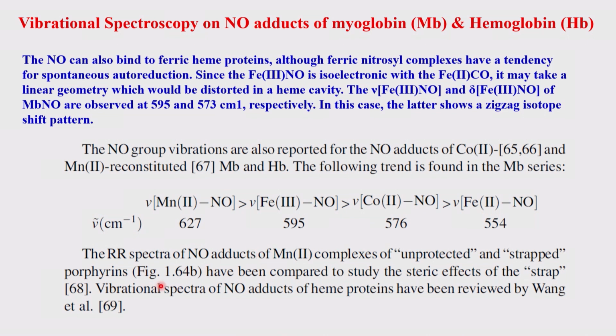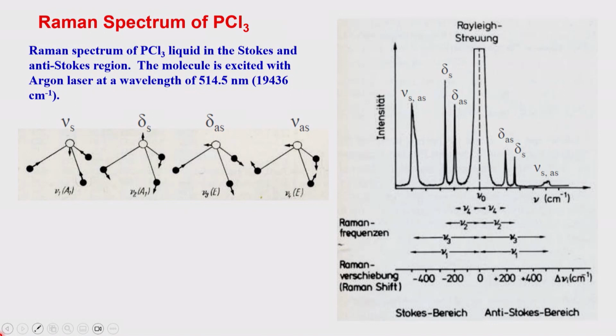nitric oxide complexes. The resonance Raman spectra of NO adducts of manganese 2 plus complexes of unprotected and strapped porphyrins have been compared, and that is how these things have been found. So all of these have been proven based particularly on Raman spectroscopy. So vibrational spectroscopy is a very useful technique in all of these.